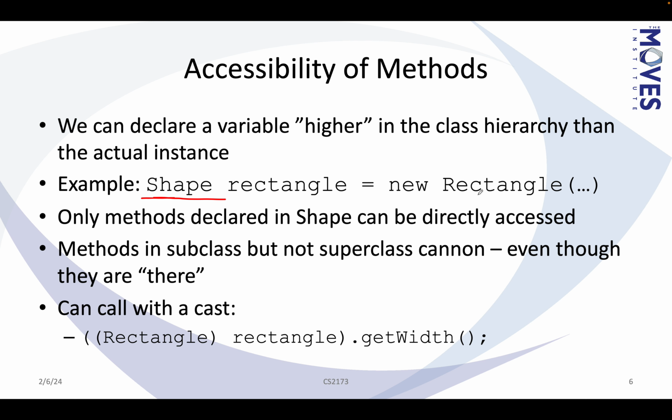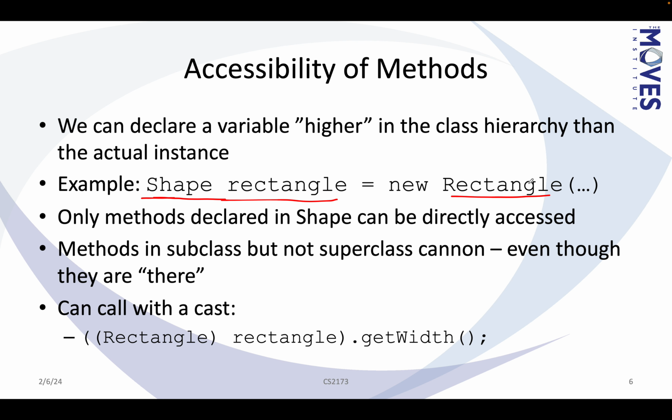Now here's sort of the catch. Here's sort of the other side of this. If I declare a variable to be at a higher place in the class hierarchy, and then instantiate it lower, any methods that are in the subclass but not in the superclass, I cannot directly invoke on this variable.